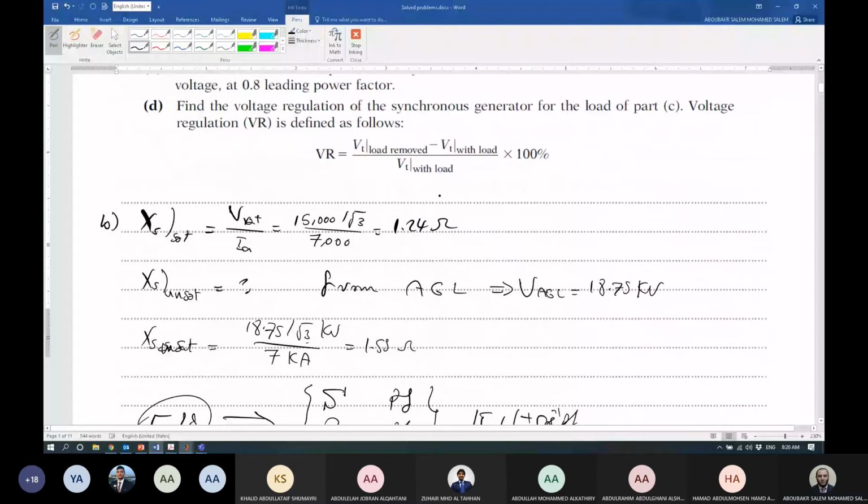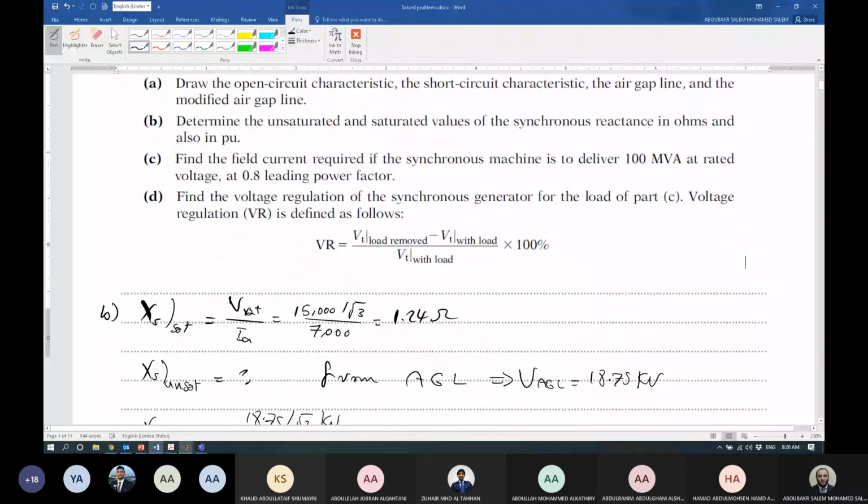Then part D: find the voltage regulation of the synchronous generator for the load of part C, where the voltage regulation relation is given as, you know already, the voltage regulation. It's no load voltage minus full load voltage over full load voltage. We have now the full load voltage, which is already the rated value, 15 kilovolt line to line. Now we need to get the no load voltage.